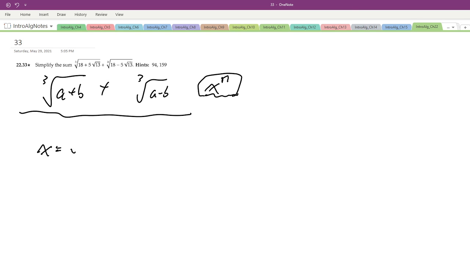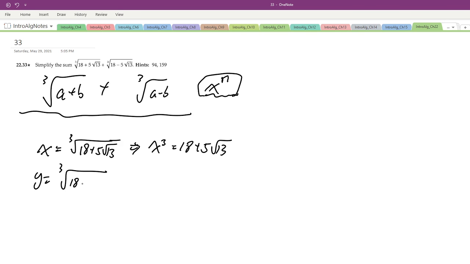So x equals the cubic root of 18 plus 5 root 13. So this one tells us x cubed is equal to 18 plus 5 root 13. Then y equals the cubic root of 18 minus 5 root 13. So we have y cubed equal to 18 minus 5 root 13, right? So now we can see the question is asking us what is x plus y, right?